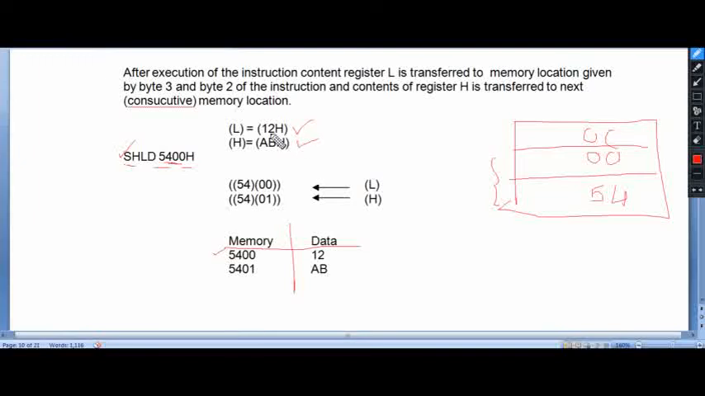Whatever is present in register L, it is SHLD. S means store. Whatever is present in register L goes to memory 5400, and to the next consecutive memory, whatever is present in register H is transferred. That means number AB is transferred to that memory location.